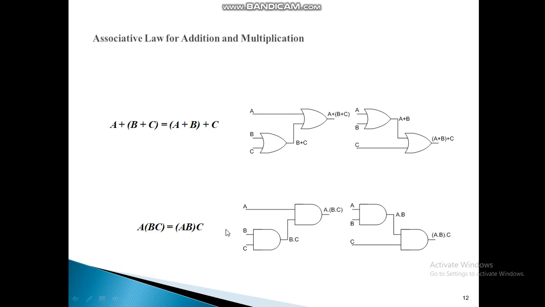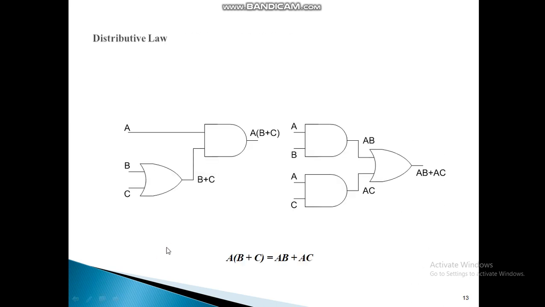Now the right hand side, (A into B) into C. First we multiply A and B through the AND gate. A is equal to 0, B is equal to 0, then the result is equal to 0. Now multiply by C, the value of C is equal to 1. 0 multiplied with 1 is equal to 0. So 0 is equal to 0.